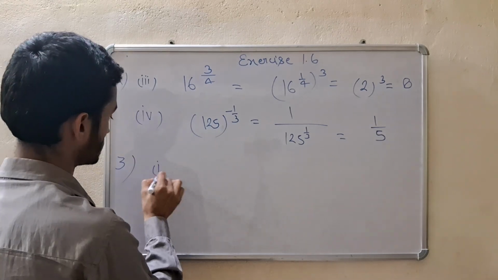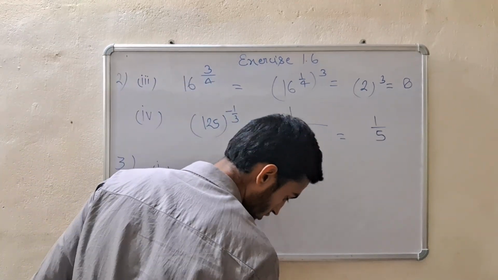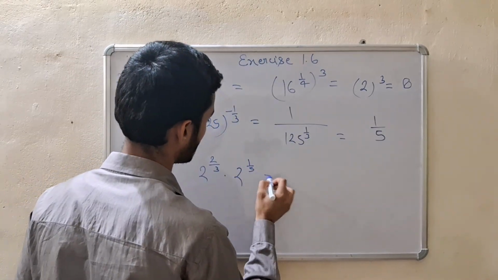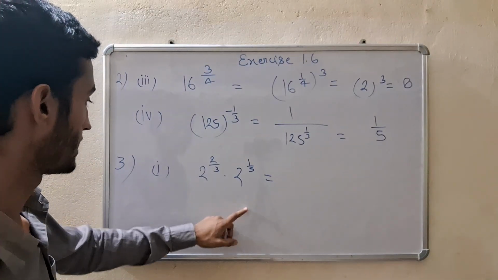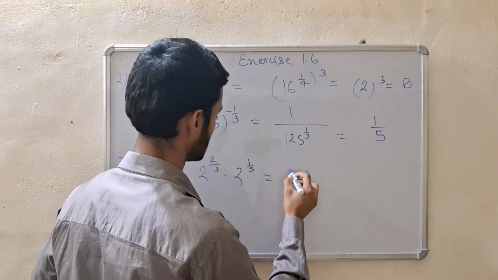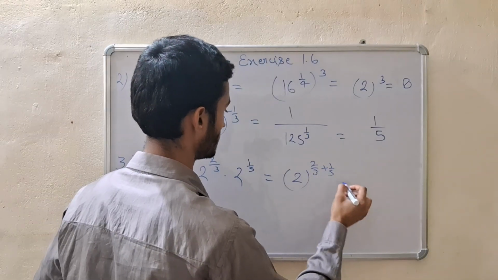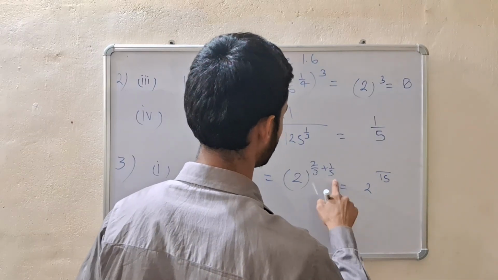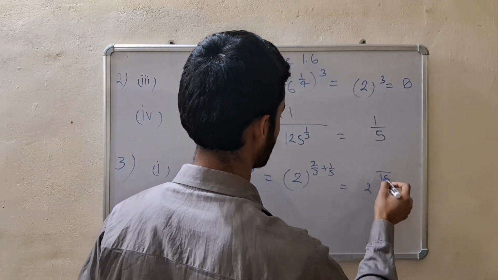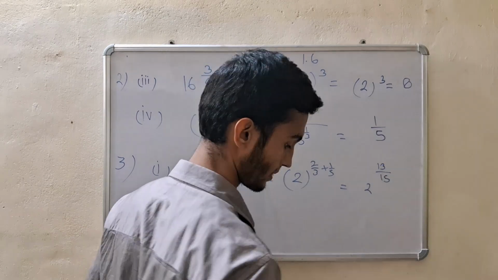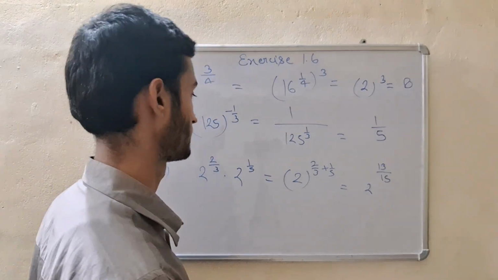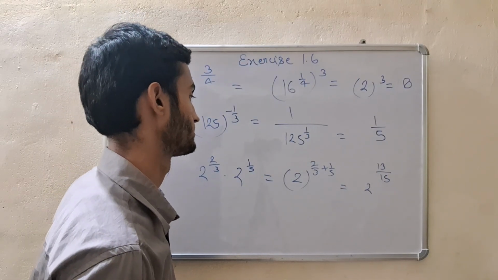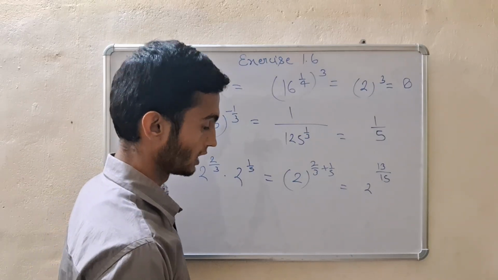Now we have to simplify these expressions. So 2 to the power 2 upon 3 times 2 to the power 1 upon 5. So what do we do? These two are being multiplied, so we just add the exponents. 2 to the power 2 upon 3 plus 1 upon 5. 3 times 5 is 15, 5 times 2 is 10, plus 3 times 1 is 3, yeah, so it will be 13 upon 15.